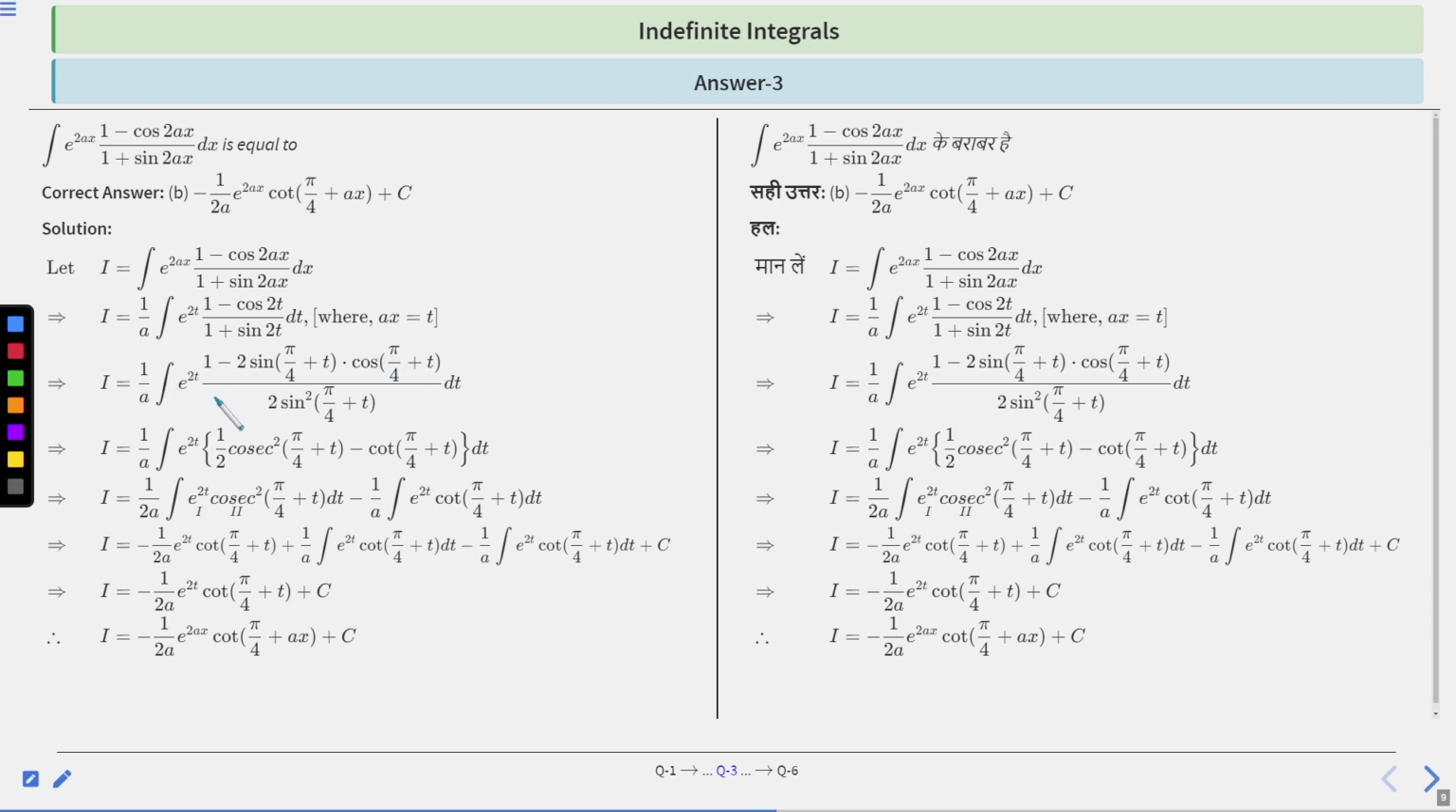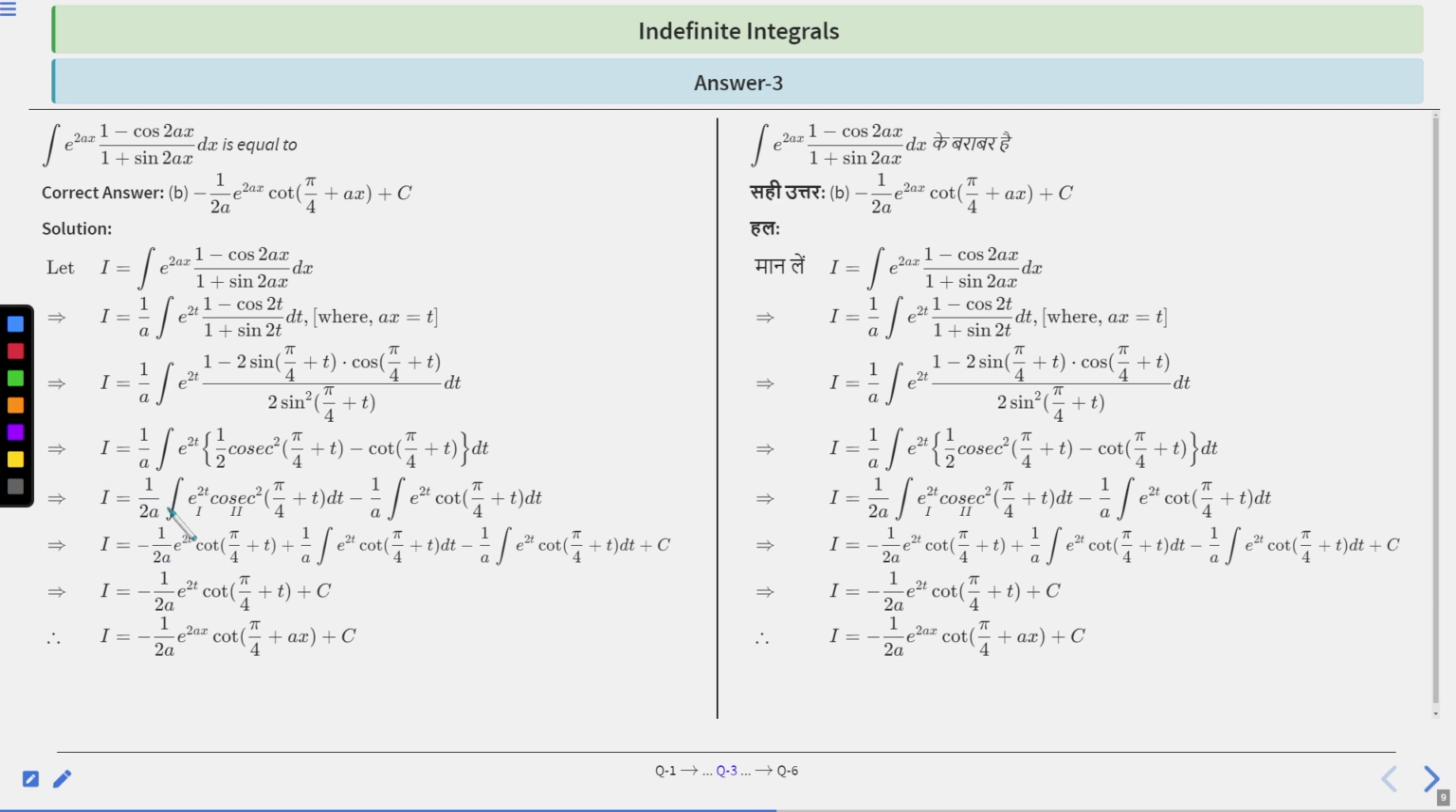Therefore, I is equal to 1 by a times the integration of e to the power 2t times 2 sin(pi by 4 plus t) cos(pi by 4 plus t), right? 1 minus cos 2t can be written as 2 sin(pi by 4 plus t) into cos(pi by 4 plus t), and 1 plus sin 2t can be written as 2 sin square(pi by 4 plus t). Now see, it can be converted as I is equal to 1 by a times the integration of e to the power 2t. This can be adjusted as 1 upon 2 sin square(pi by 4 plus t), which is equal to 1 by 2 times cosec square(pi by 4 plus t) minus cot(pi by 4 plus t) dt.